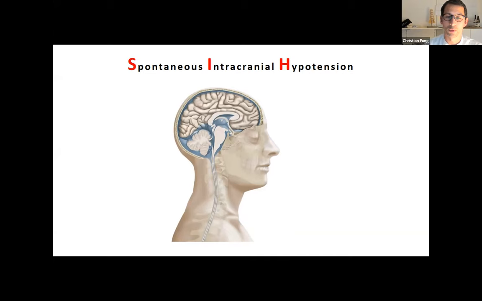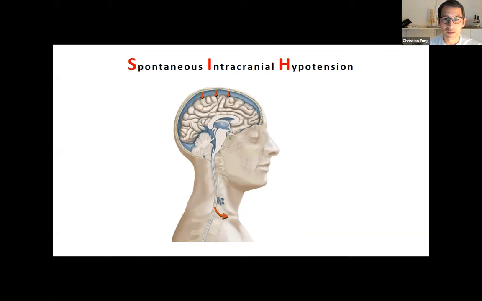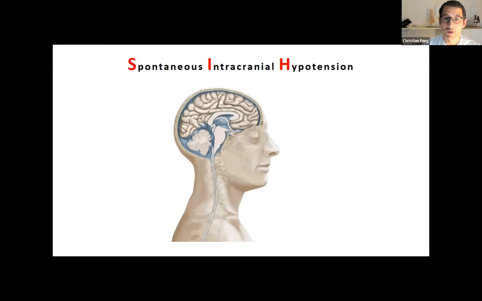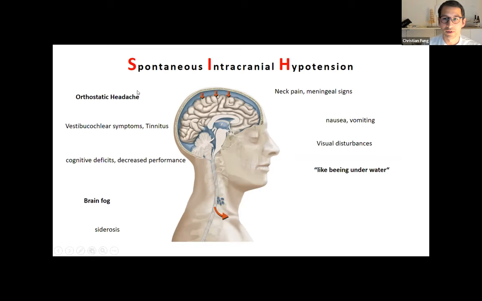What causes spontaneous intracranial hypotension? Basically, it's very easy. It's a loss of CSF at the level of the spine. And this excessive loss of CSF at the level of the spine causes this downward displacement of the nervous structures within the bony skull of the patients, and therefore causes all the symptoms related to the upright position, these orthostatic symptoms. Namely, most of the time, of course, patients present with orthostatic headache, which is the key symptom of the disease.